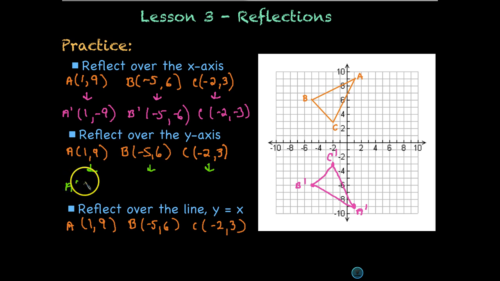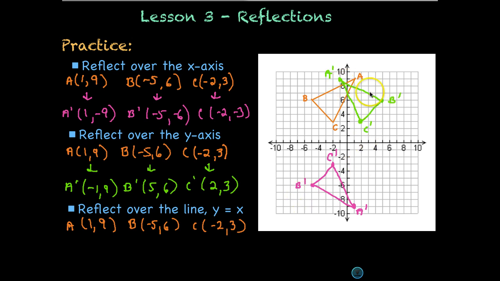So now our A prime would be -1, 9. Our B prime would now be +5, 6. And our C prime would be +2, 3. So I kept the y's the same, and I just changed the sign of the x values. Now let's graph that and see if this shape makes sense. And notice this is going to be much more difficult because our shape crosses over the y-axis, crosses over our line of symmetry. So our new shape, our image, should overlap our original shape.